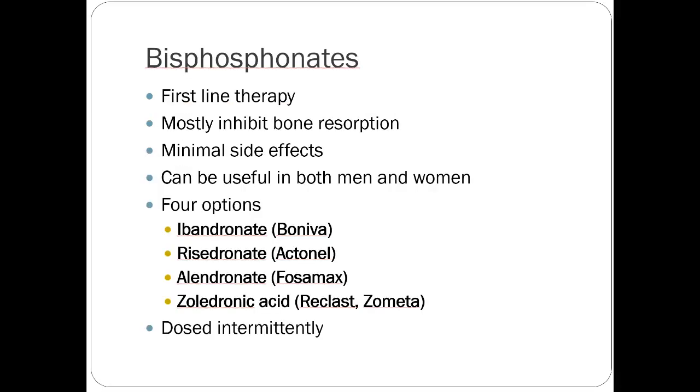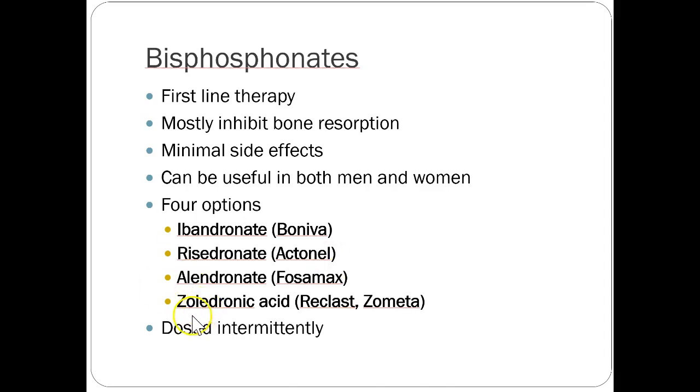All right, let's talk more about bisphosphonates. So bisphosphonates are first-line therapy for pretty much every patient. Their major mechanism is that they mostly inhibit bone resorption. Side effects, again, I said, are minimal. There are 4 options on the market. You might see other drugs that sound like these. There are some other bisphosphonates on the market, but they aren't approved for osteoporosis. They're approved for hypercalcemia, mostly with oncology-related indications.